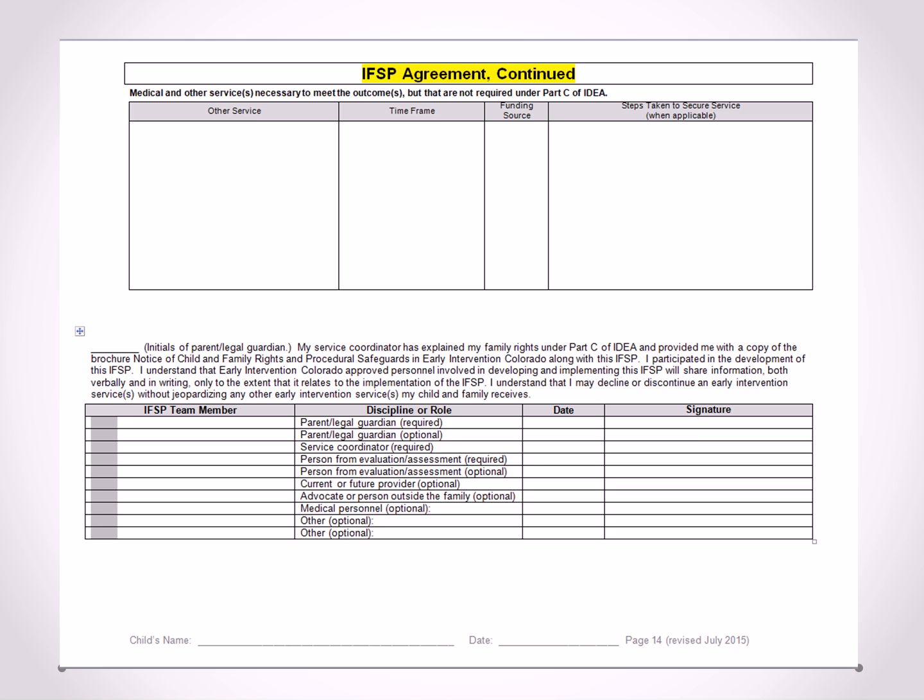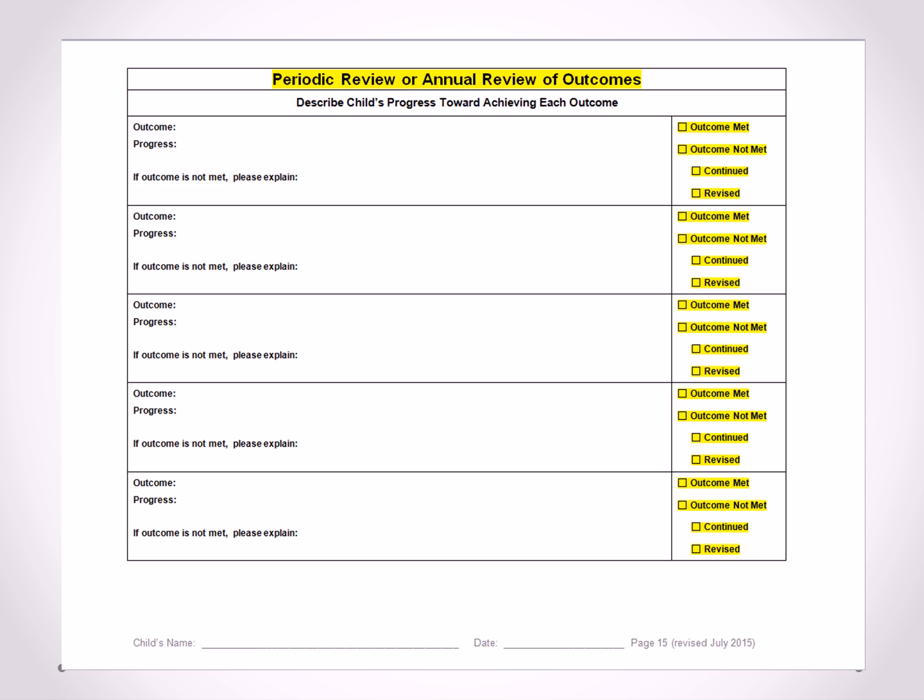The IFSP agreement continued. The only change to this page is we added a heading, because it didn't have a heading before. So that's the only change to that page. The next page that you're going to see looks quite a bit different. It is the periodic review or annual review of outcomes. Previously, this was just a periodic review page. In fact, it didn't actually have a title.